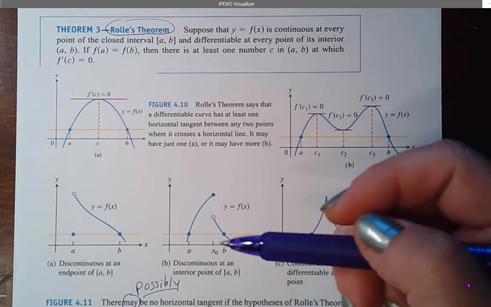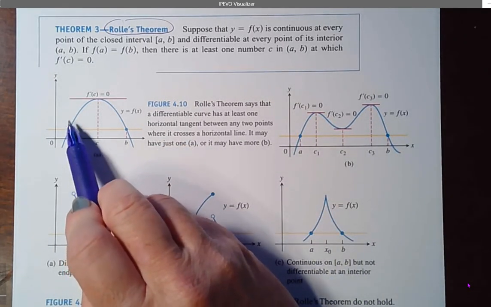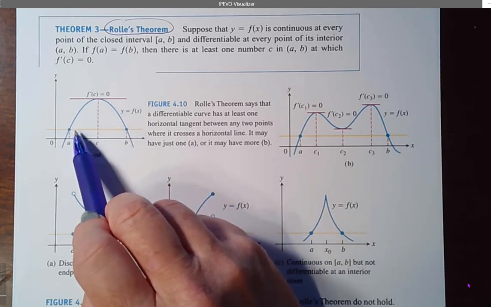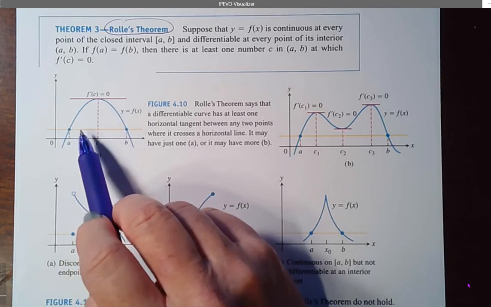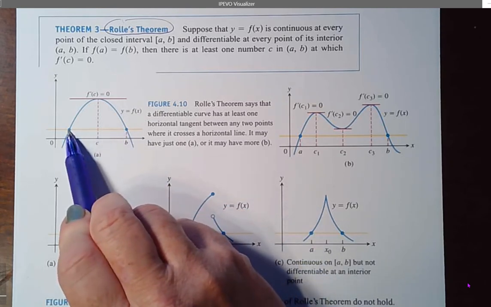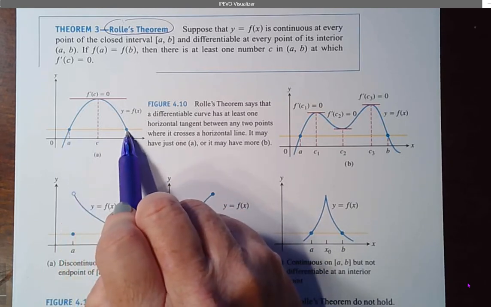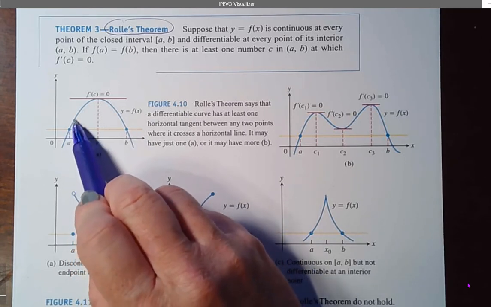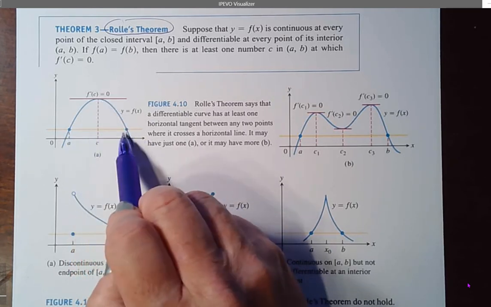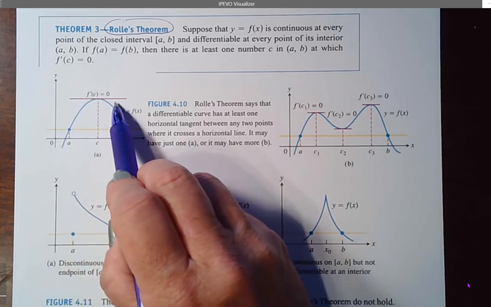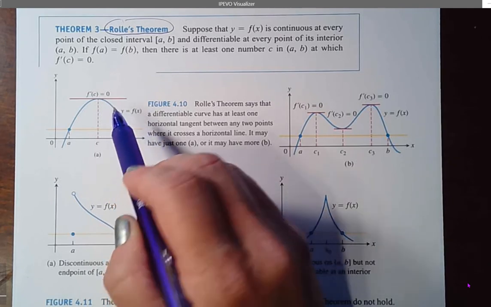In essence, what this is saying is if you have a curve, and it's continuous from this point to this point and differentiable in all the interior points, and this y value here is the same as this y value here, then clearly for it to go up and come back down, for there to be the same y value, there has to be a horizontal tangent. That's what Rolle's guarantees us.